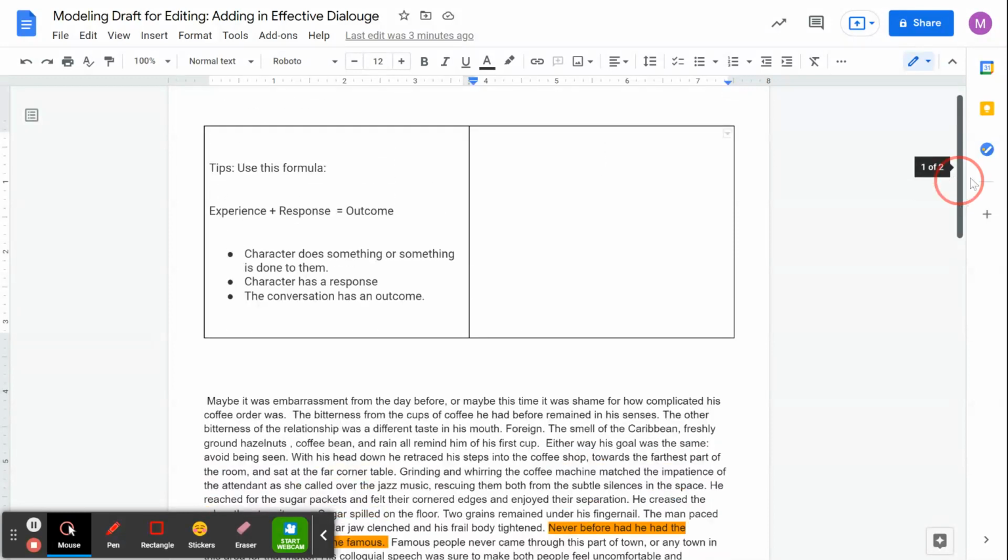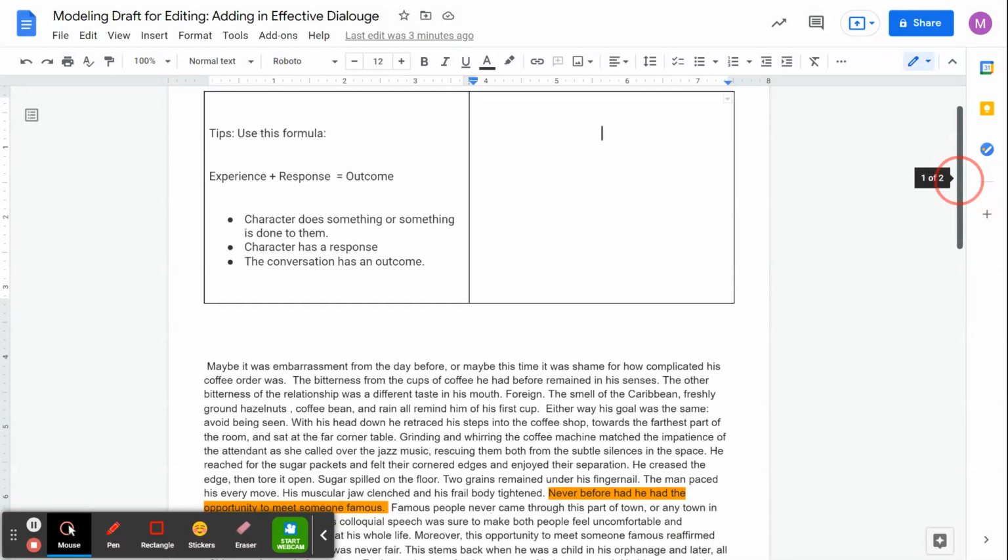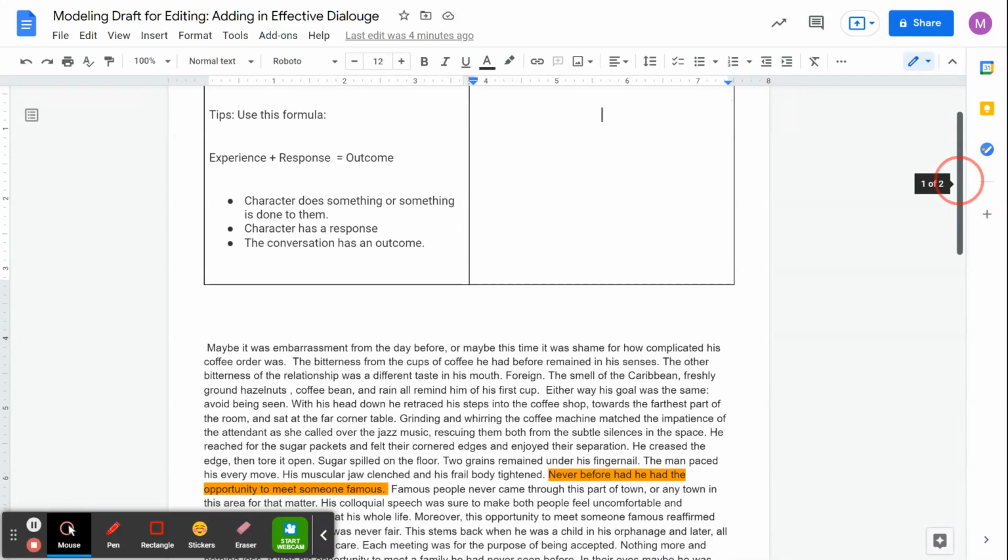My simplified way of doing it is to follow this formula: experience plus response equals outcome, or E plus R equals O. In that formula, the character does something or something is done to them, the character has a response, and the conversation has an outcome.